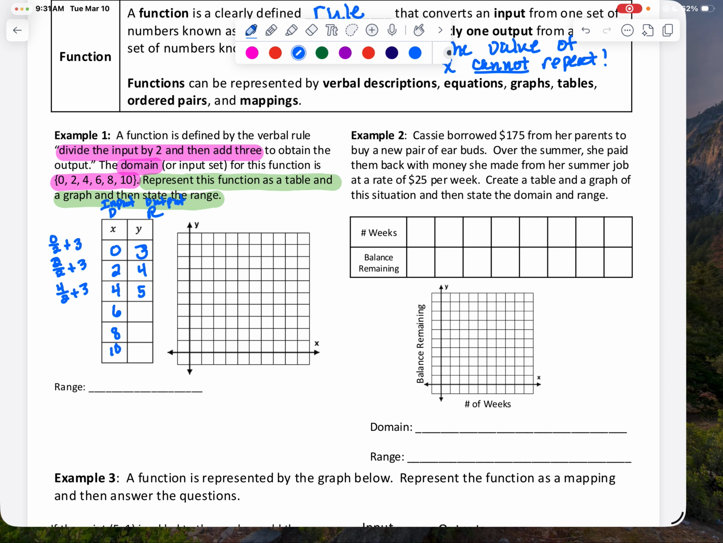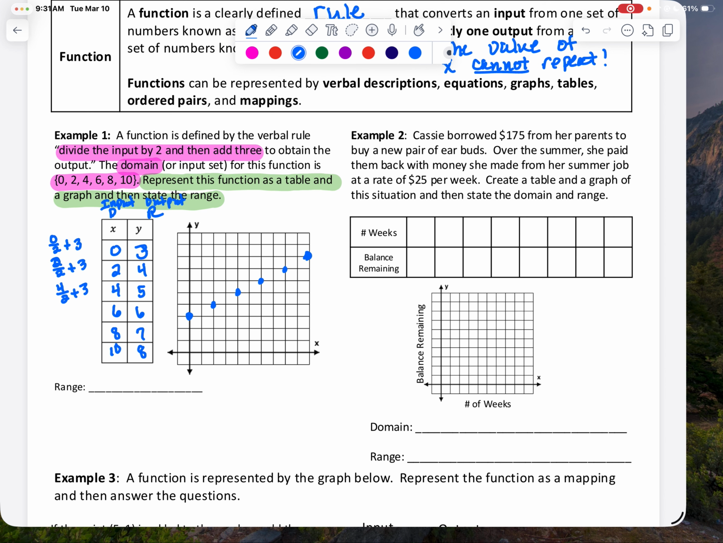Now, once you see the pattern, you don't have to keep using the verbal description. So we see a pattern developing here, 3, 4, 5, so we know this is 6, 7, and 8. So now we've represented this function as a table. We could also represent this function as a graph. To do that, we'll just graph each point. (0, 3) would be right here, (2, 4) right here, (4, 5), (6, 6), (8, 7), and (10, 8). All right.